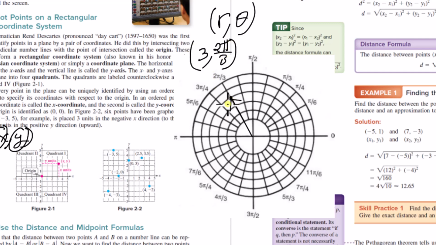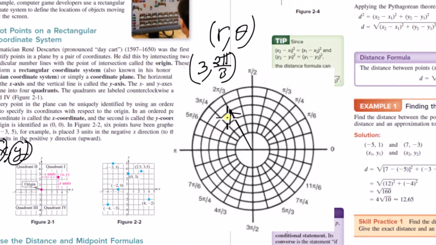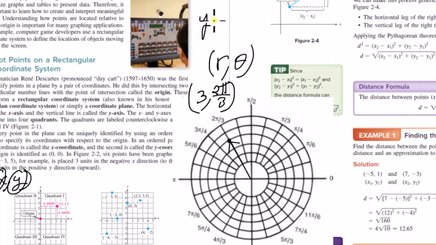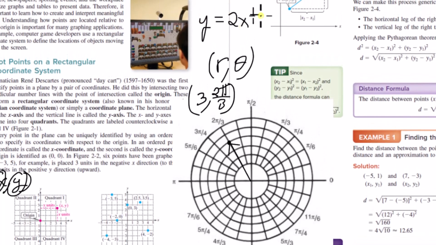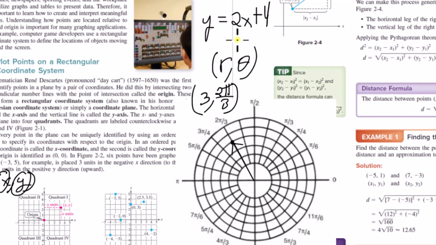So that would be this point in space. And then, again, you could have any kind of equation, y is equal to 2x plus 4, whatever. You could pick an x, solve for y. Pick a y, solve for x. Well, in this case, you could do this with a Cartesian coordinate system. Y is equal to 2x plus 4. Pick an x, solve for y. Pick a y, solve for x.